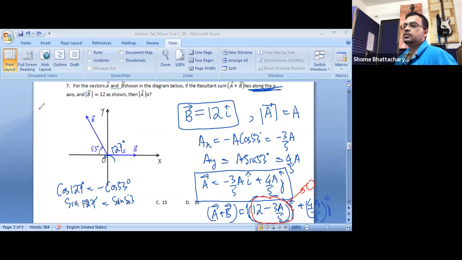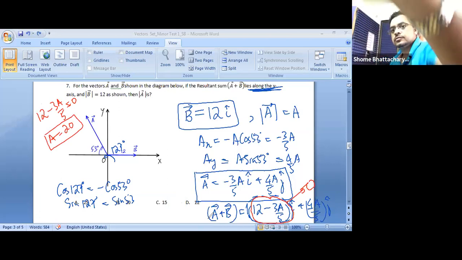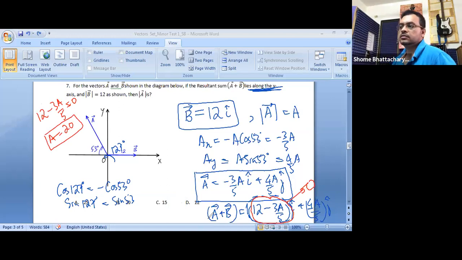Okay. So that means your 12 minus 3a/5 should be 0. So that means A should be how much? 20. So the magnitude of A should become 20. So that will become the correct option. Is it clear, Arvinda? Or if anybody else has a doubt, please tell me.